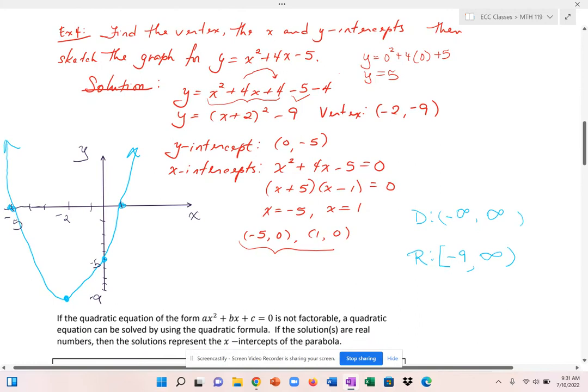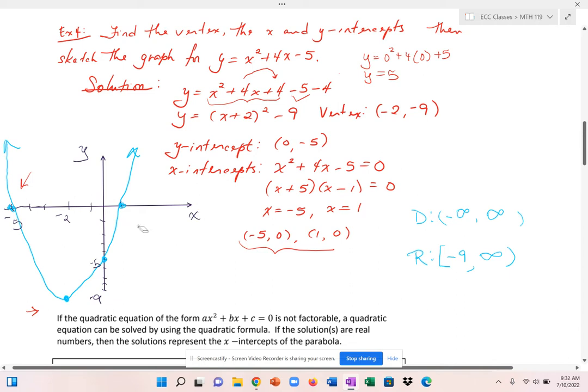So here are the points that I found. (-2, -9) is my vertex. (-5, 0) is my x-intercept. (1, 0) is the other. It is definitely an upward-facing parabola. The leading coefficient here is a positive number. And so there you have your graph.